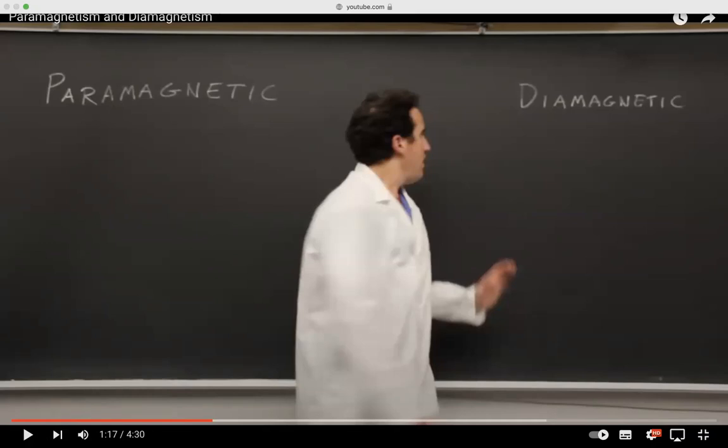So the paramagnetic substance that you saw was aluminum. The diamagnetic substance that you saw was water itself. It has something to do with the atomic structure of these elements, due to which the property is exhibited. Any idea? So I'll give you a hint.